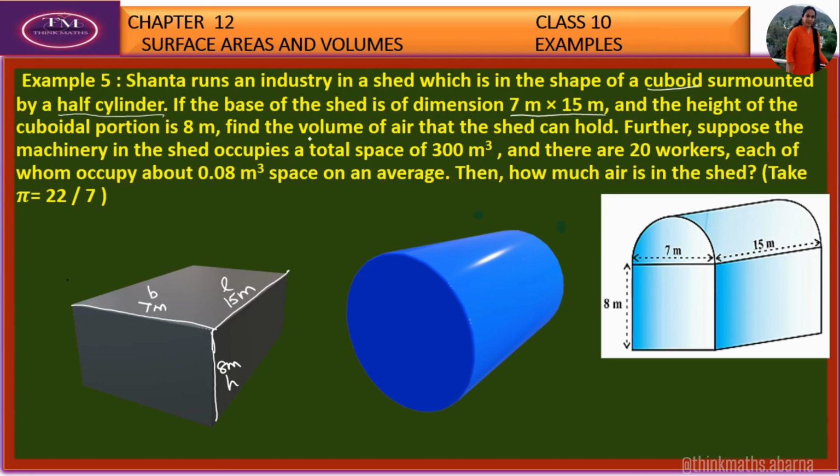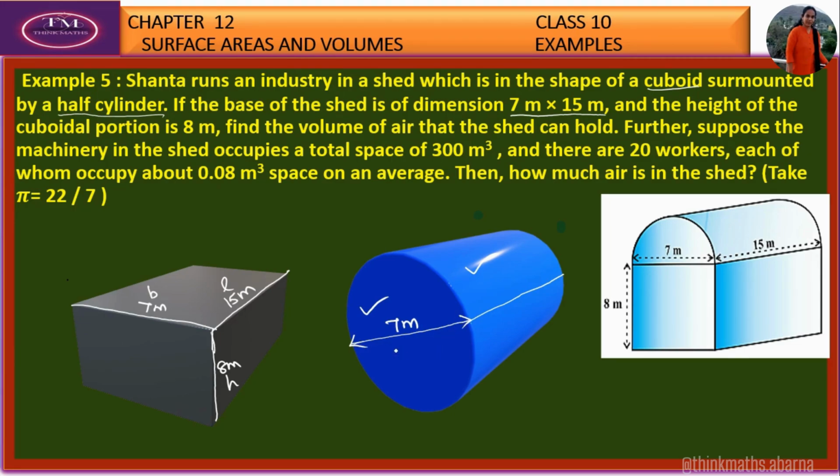Next, what is given? The next shape is a half cylinder. So this is the full cylinder. In this we are taking only the half cylinder, only this portion. This half cylinder is placed on top. So what will be the diameter of the cylinder? Diameter will be the breadth of the cuboid. The breadth of the cuboid is 7 meter, so diameter will be 7 meter. Okay children, so it will take the value of 7 as diameter.